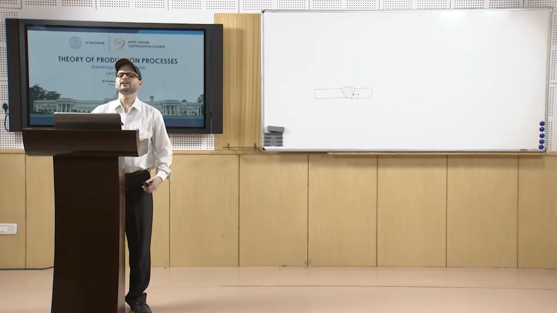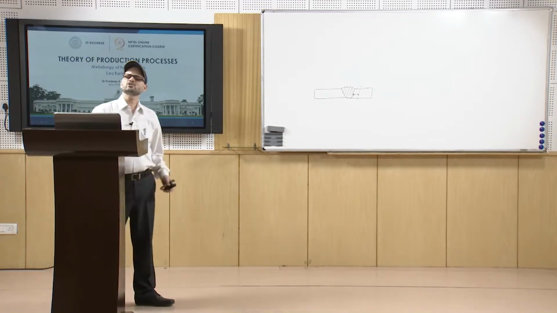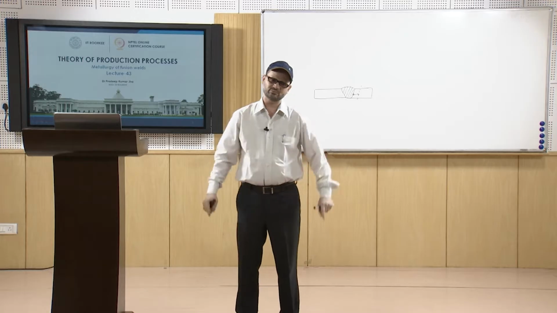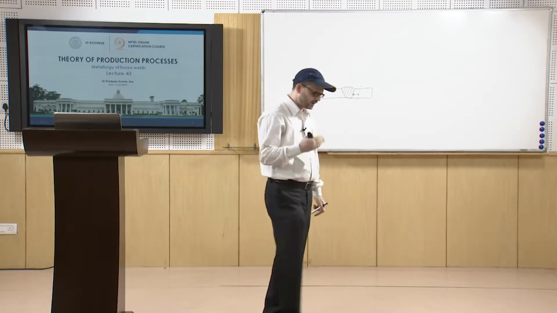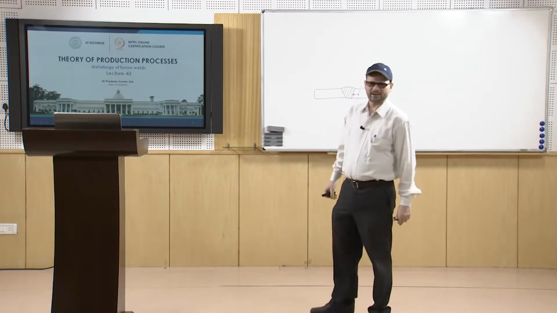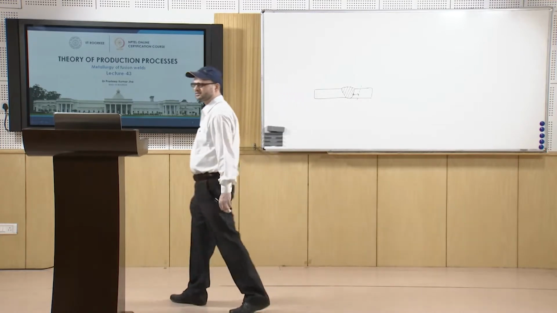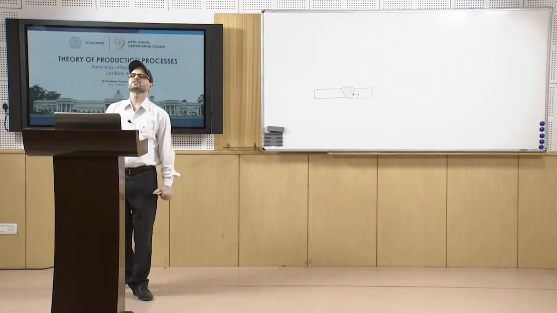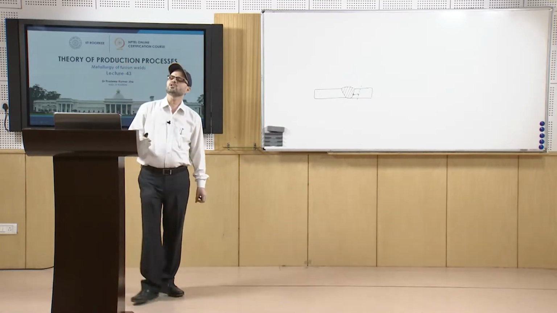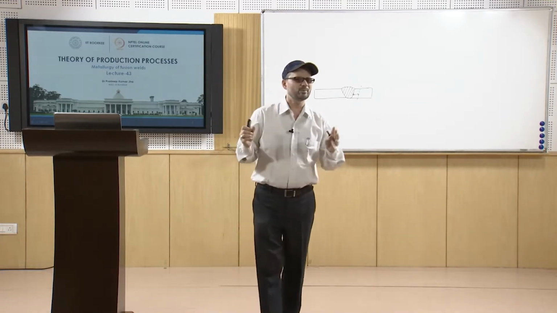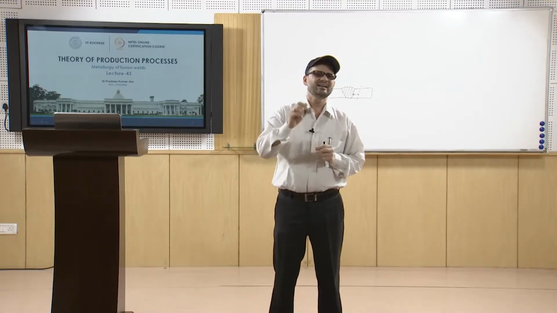Then you have the heat affected zone. The heat affected zone is the heat treated portion of the weldment. That portion which is subjected to the heat treatment is the heat affected zone. Then the rest, as we discussed, is the unaffected base metal. It is the original work material plus a small zone which has undergone slight change in grain size and hence the mechanical properties. So, this way you have different zones in the welding.